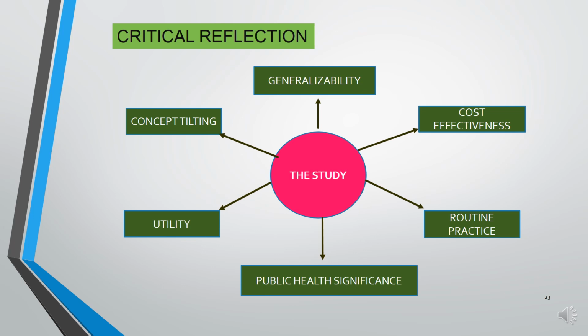So critical reflection asks whether the findings can be generalized, what the cost effectiveness is, whether they can be used in routine practice, and whether they have any public health significance, like use on a large scale. It also asks what the utility is, and whether it is concept tilting: till now we have observed some hypothesis, but suddenly from this new research our hypothesis may change. That is called concept tilting.